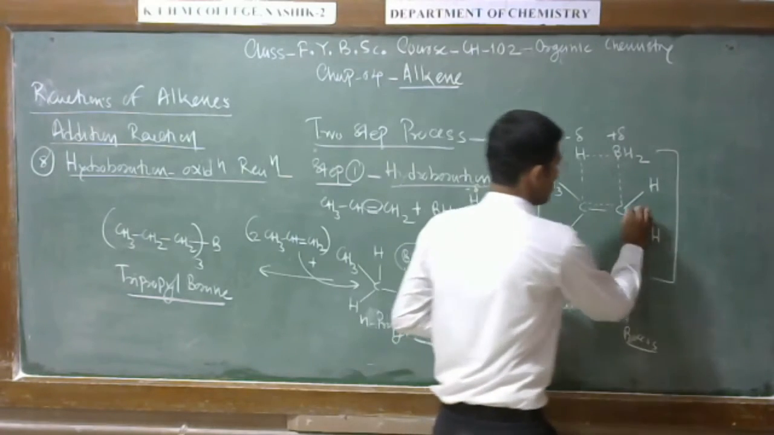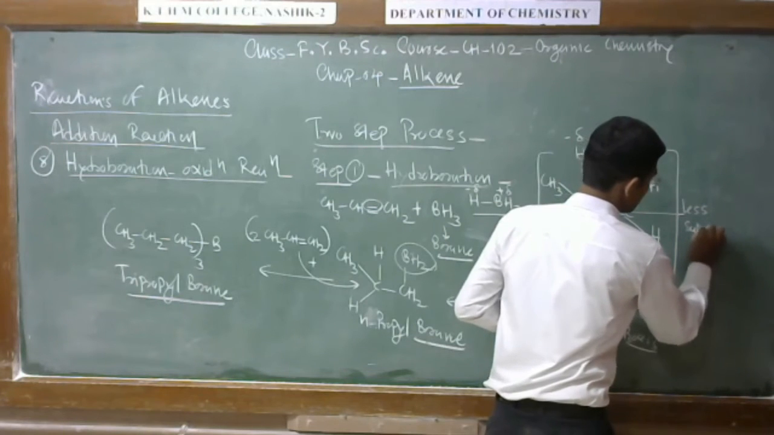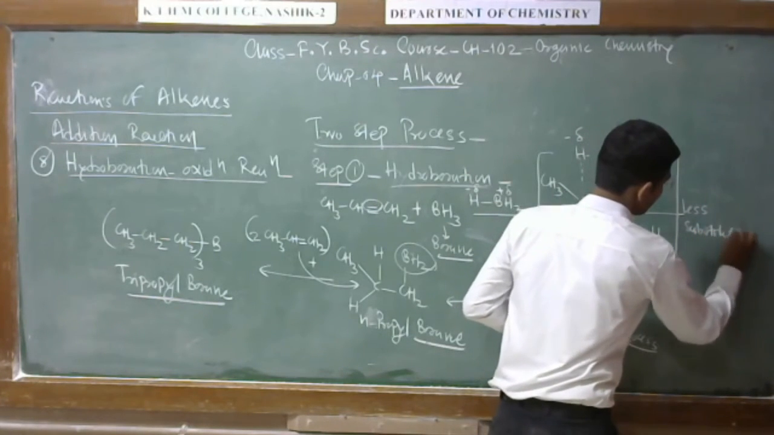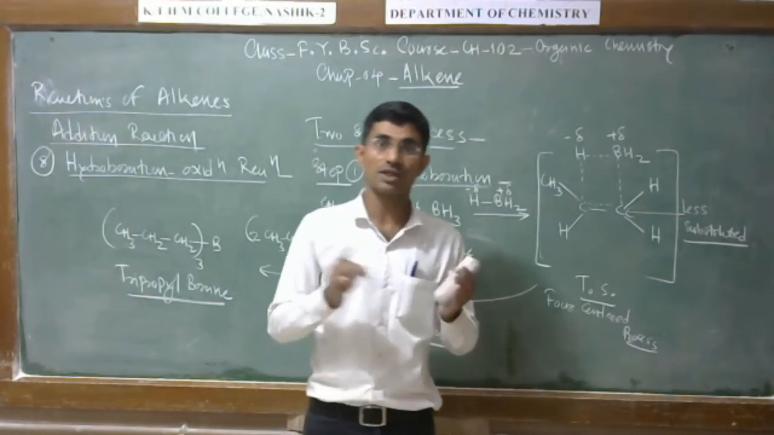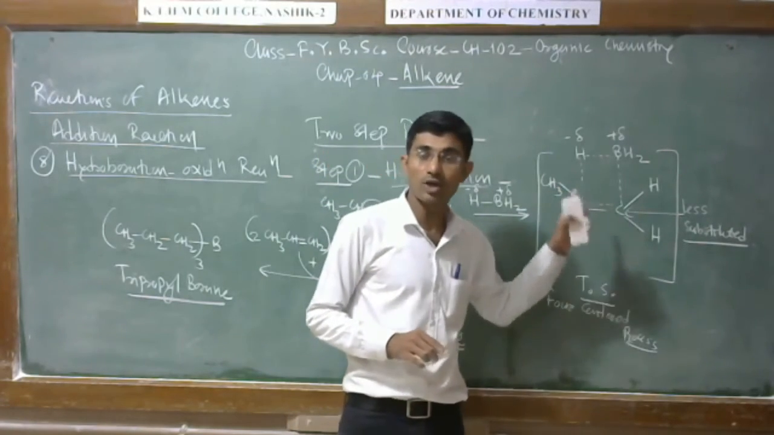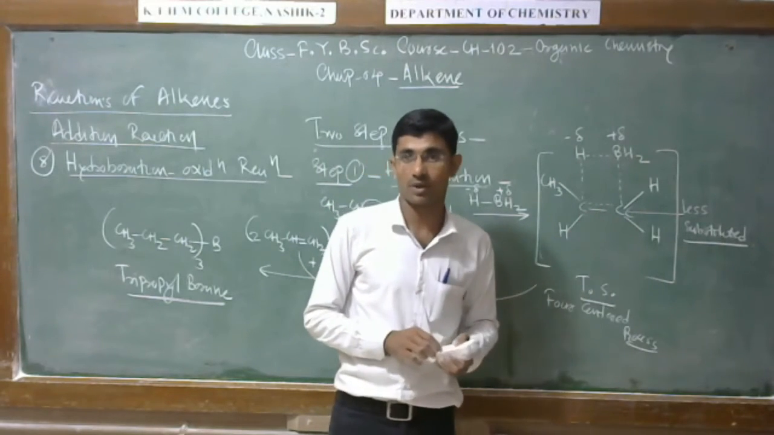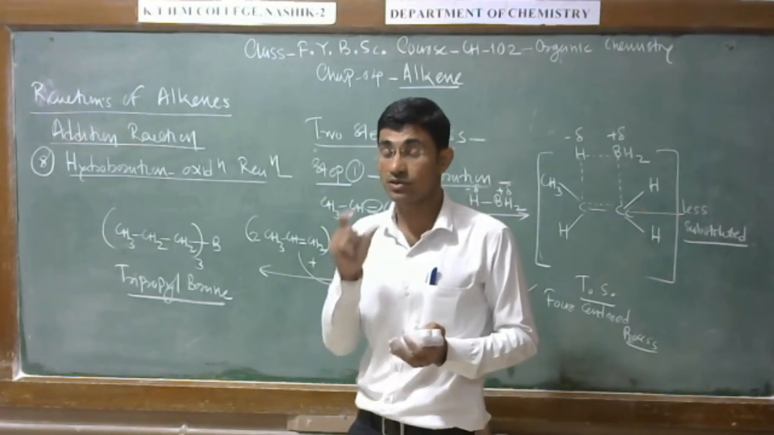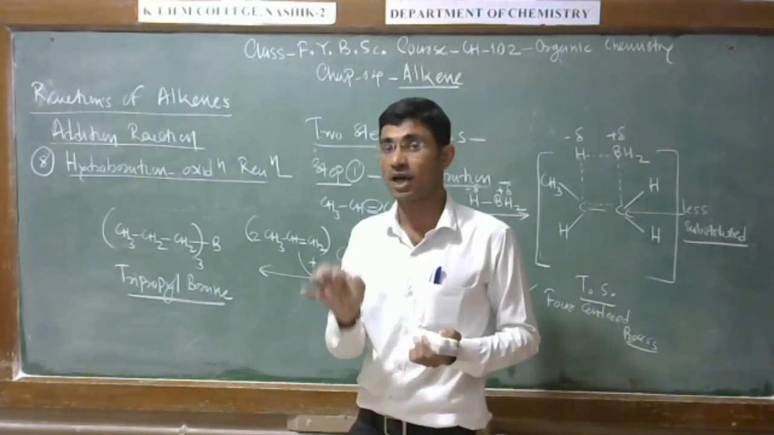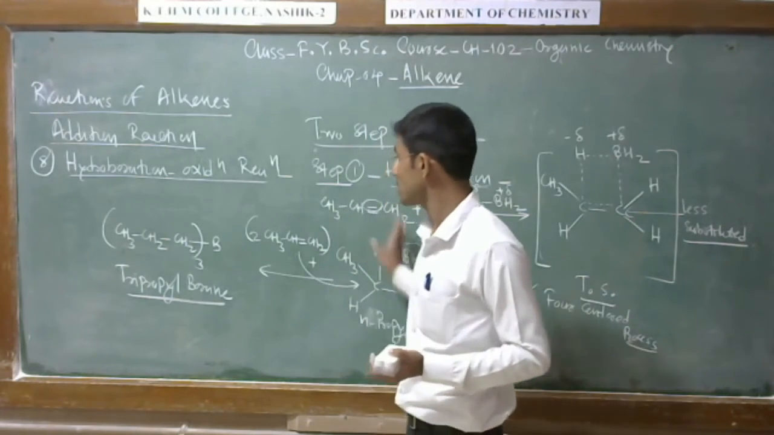Less substituted carbon. Okay, boron is always attached to the less substituted carbon, while the negative part is always attached to the more substituted carbon here. So overall we can say that this is a regioselective reaction. Regioselective means boron is always attached to that carbon which bears the more number of hydrogen. This is a regioselective reaction.